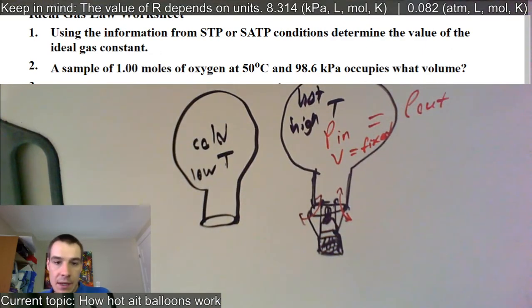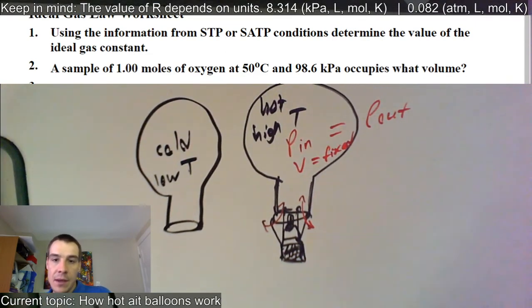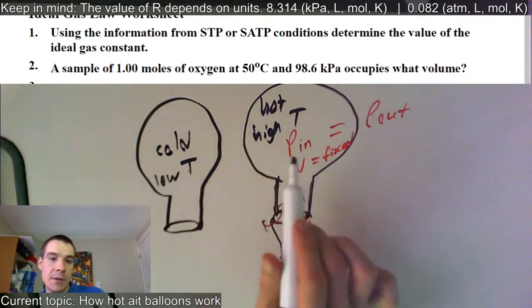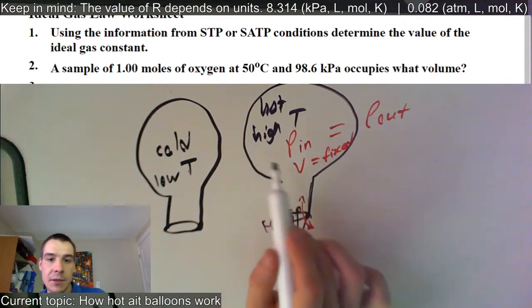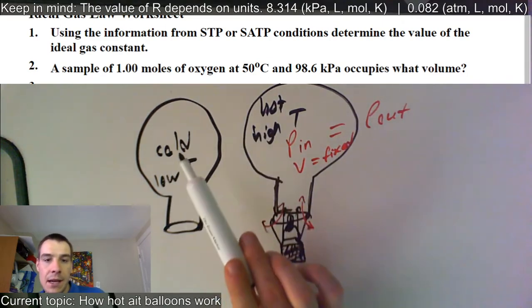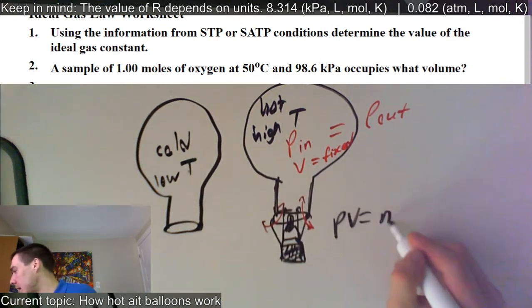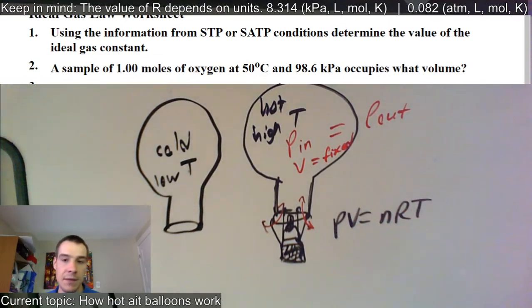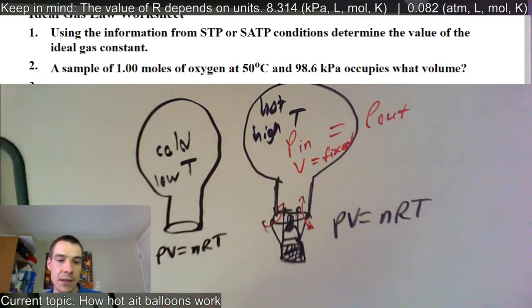And so we can use our concepts, our molar gas law, to have a look at what happens. The pressure is the same in both balloons. It's just air pressure. The volume is the same in both balloons, because it's kind of like a rigid balloon. But this one's low temperature, this one's high temperature. In PV equals nRT, we know that this one follows this law, PV equals nRT, and this one also follows this law, PV equals nRT. They both follow the same law.